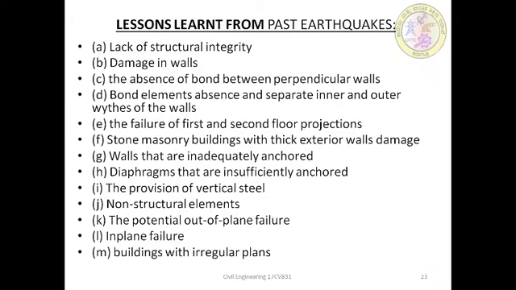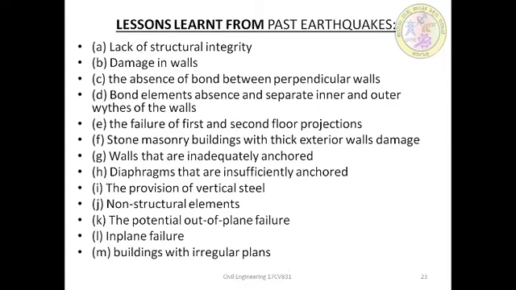Then the next one is that one of the main causes of the damage has been the absence of bond between the perpendicular walls, causing them to separate from each other at the junction, the consequence of which is the loss of rigid box-like action of the enclosures. Then the bond elements in the walls have remained conspicuous by their absence, and the inner and outer wythes of the wall separated during the shaking.